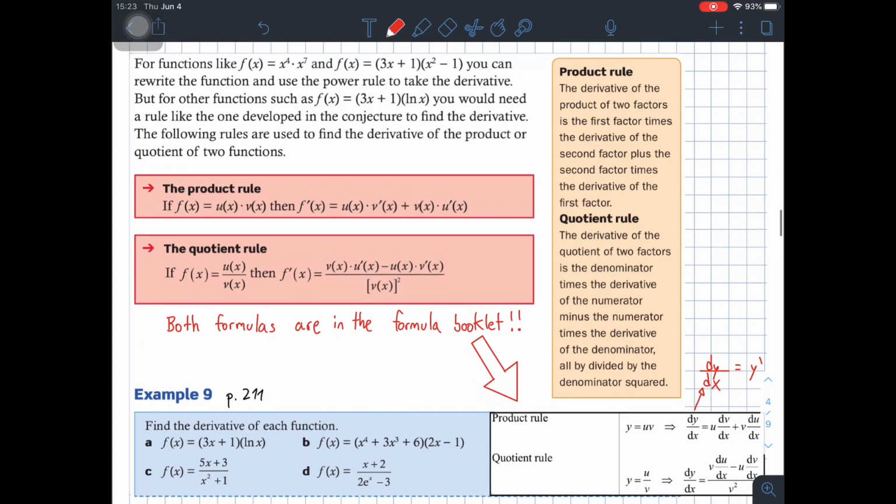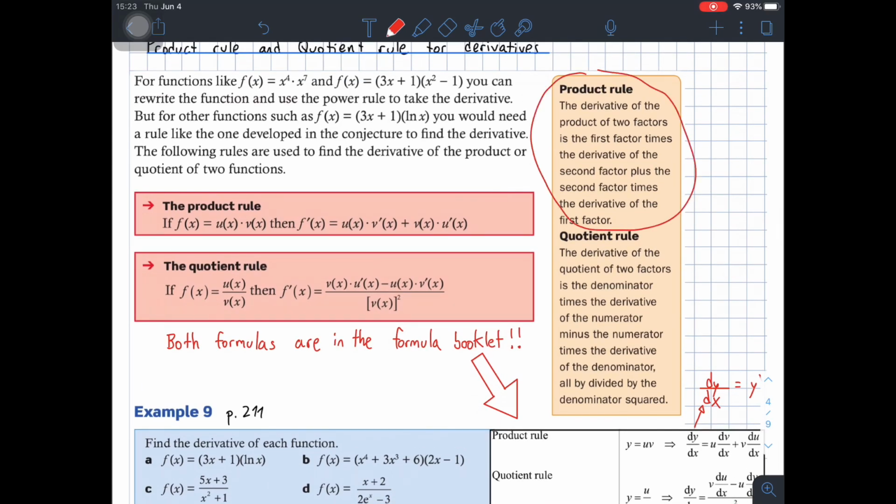And then if we read this in words, we're going to read the product rule in words first. It says, the derivative of the product of two factors is the first factor times the derivative of the second factor plus the second factor times the derivative of the first factor. Okay, so this is how you read this formula over here.